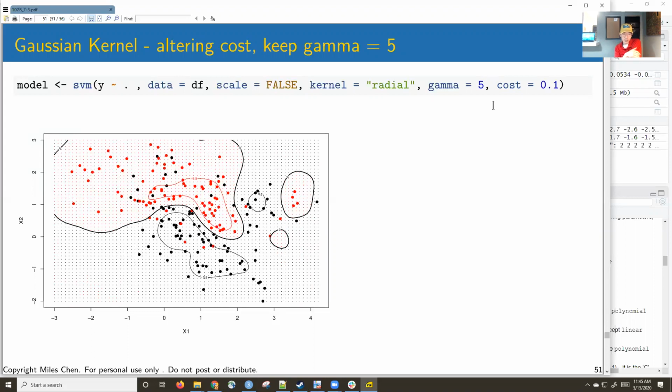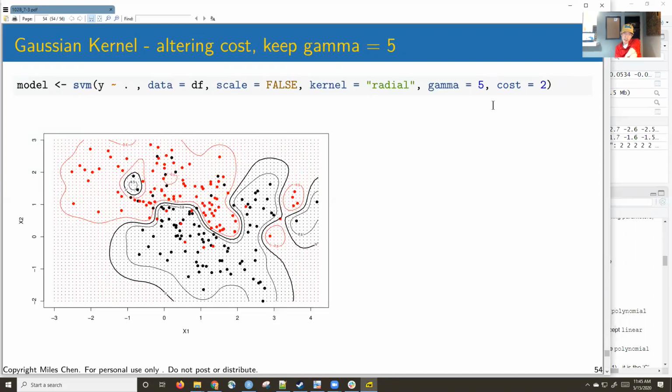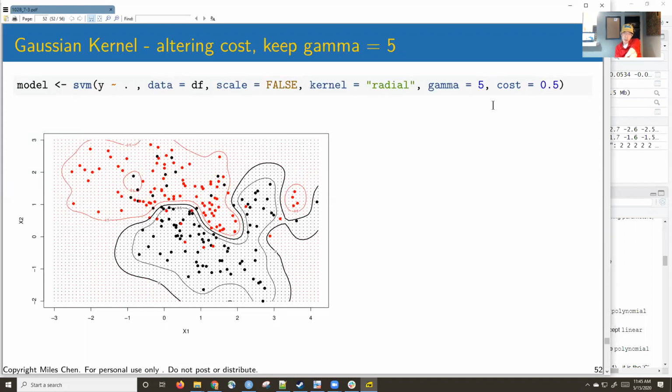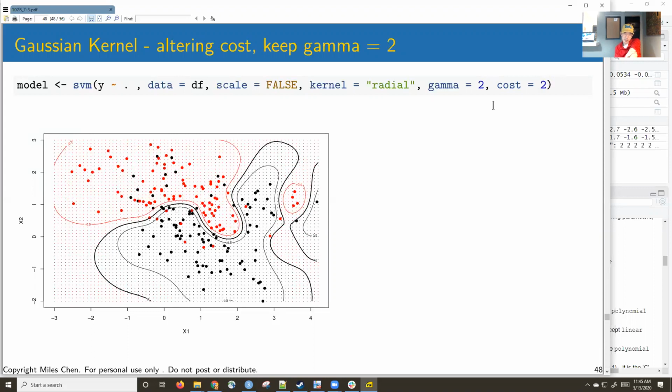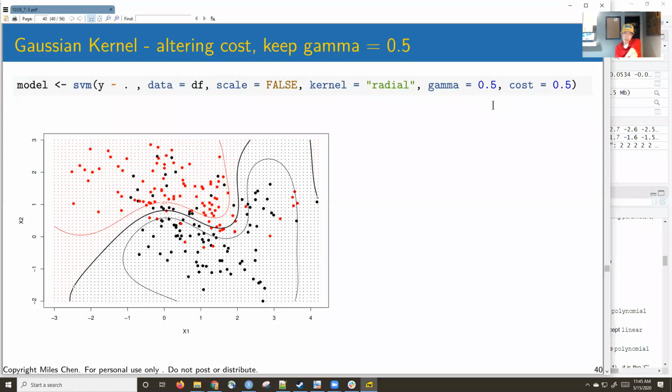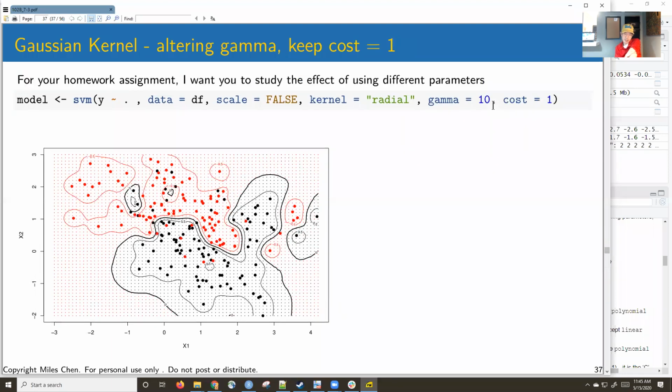And then here I'll do this one more time. Gamma is now 5, and I'm going to keep the cost at 0.1 and push the cost up. Okay, so what happens when you alter the cost? This is altering the cost at different levels of gamma, and then what happens when you alter the gamma itself? So those are things I want you to study and look at, and you can look at these slides, and you can look at the plots that we've produced in your homework assignment.